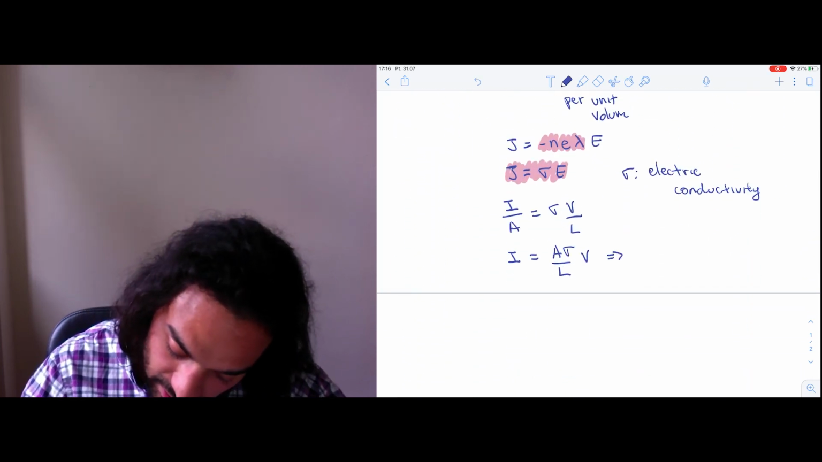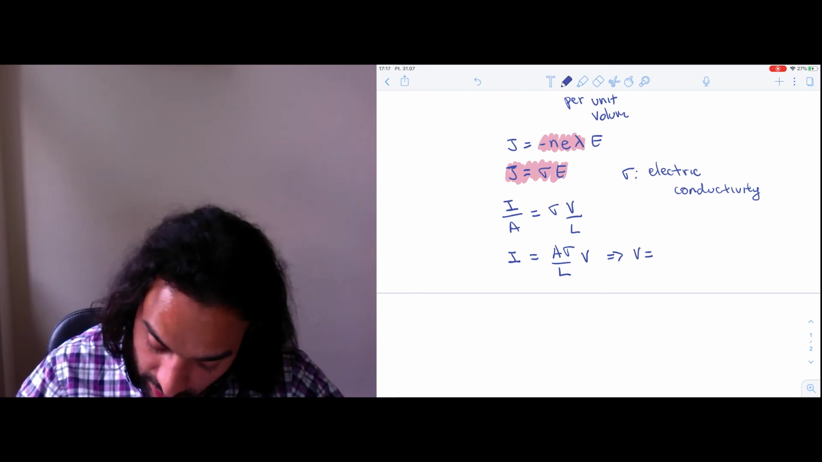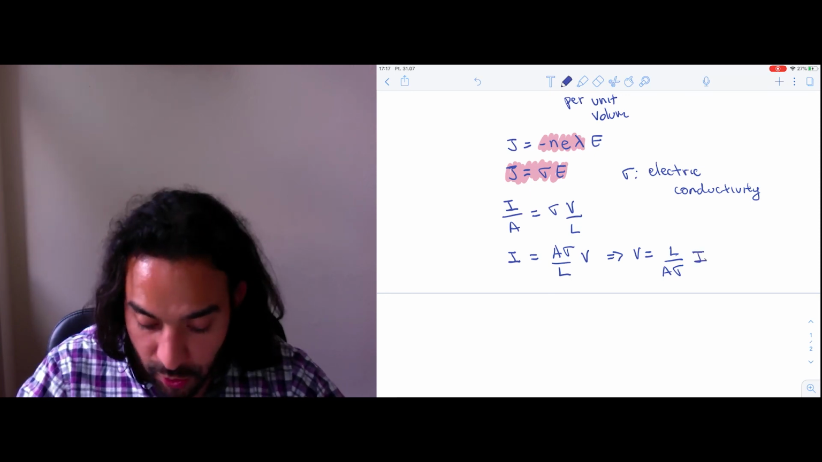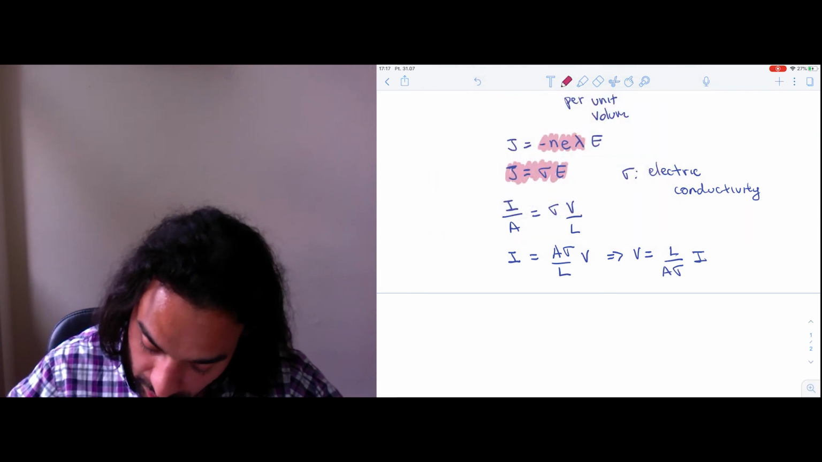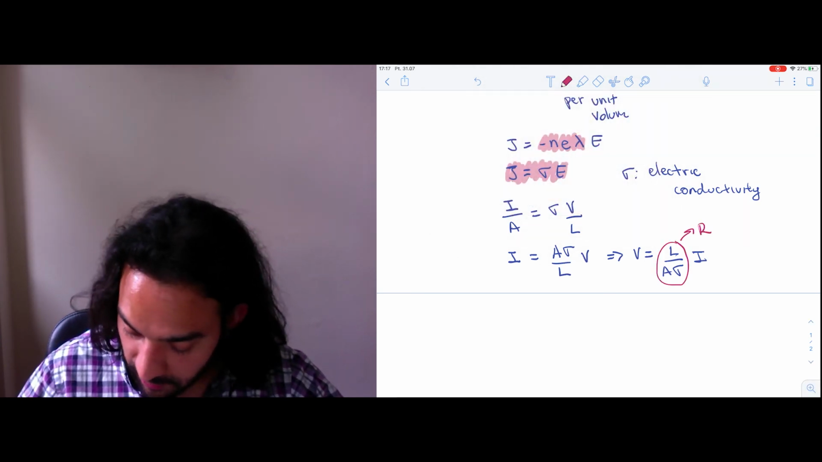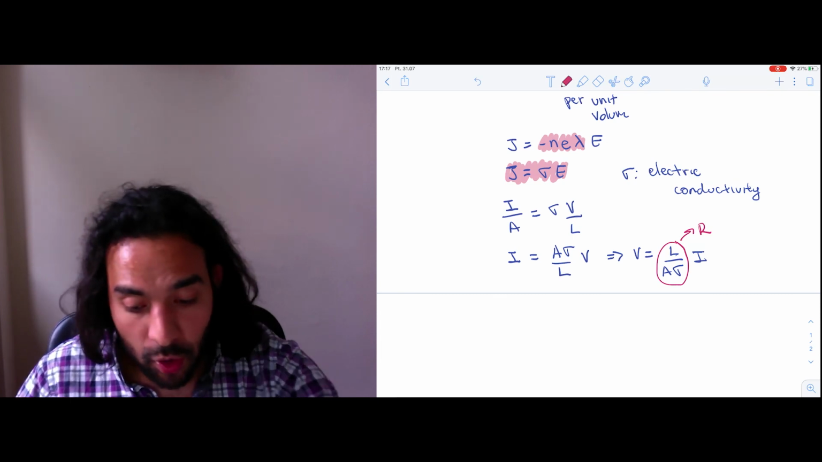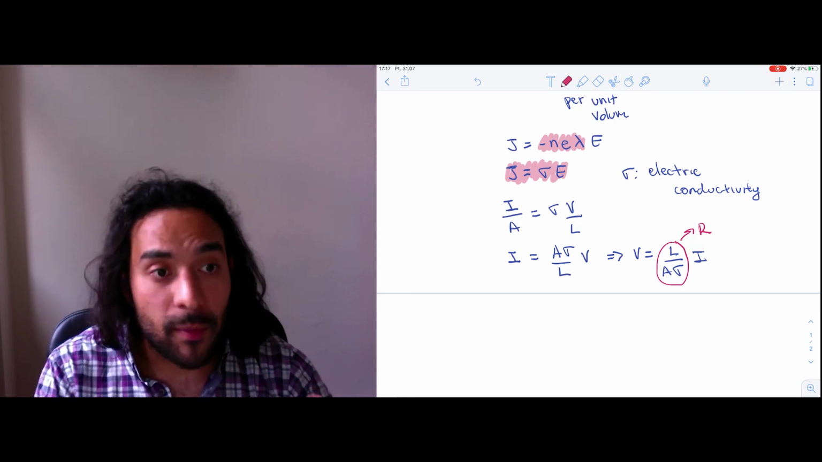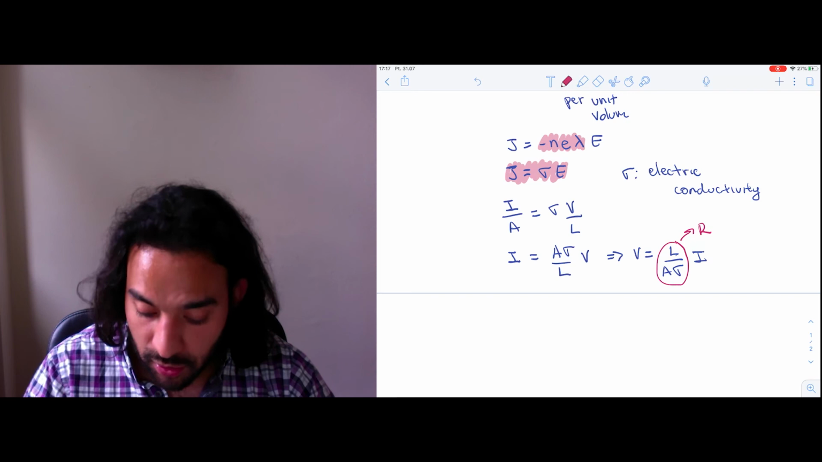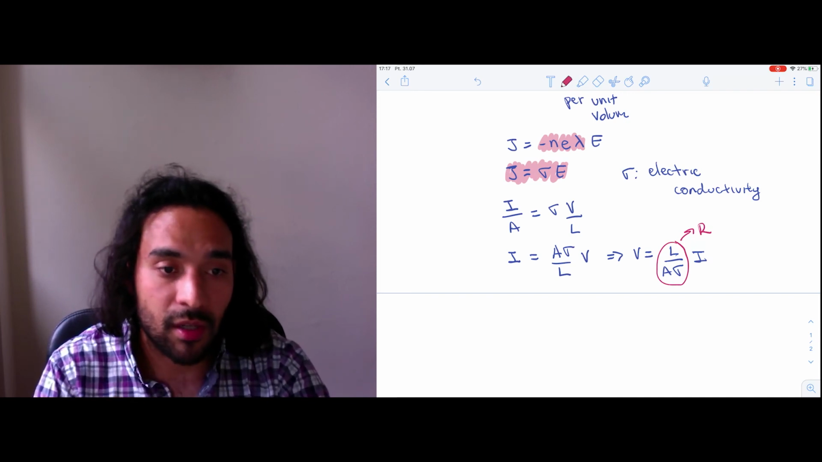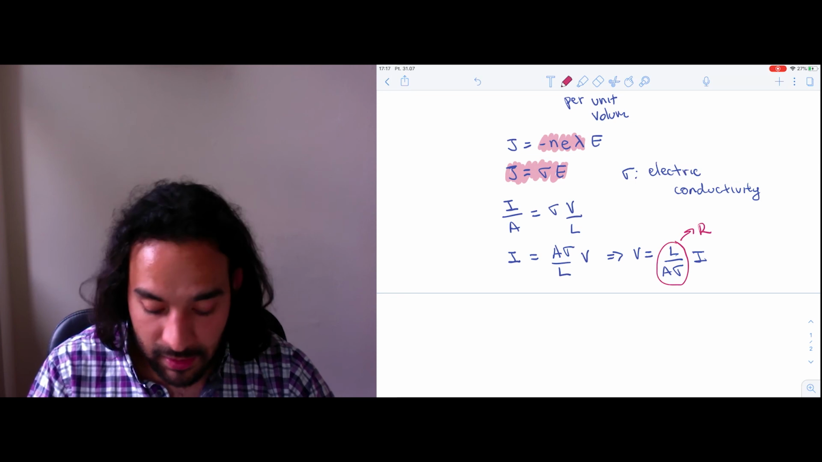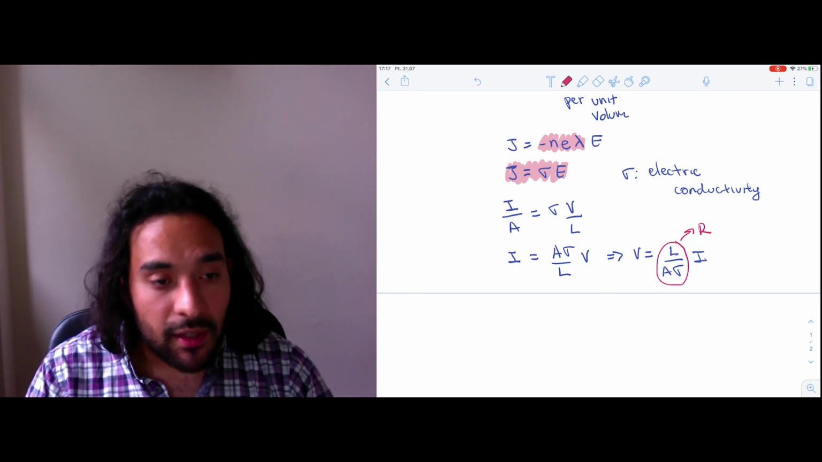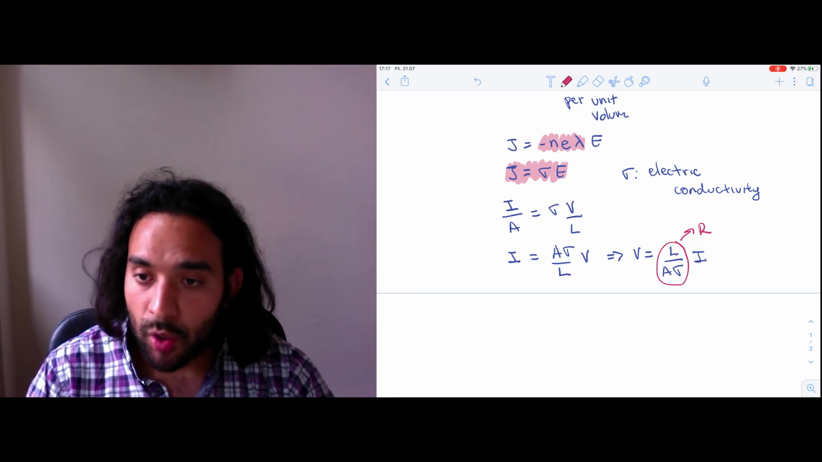So we can rewrite this. The potential is equal to L divided by A sigma times the current, right? And so to have these two things equal, we need to call this the resistance, right? And so for conducting materials, this equality is true. So the resistance of the material is given by the geometrical aspects of the conductor, so the length and the cross section through which the electrons are moving, and the electric conductivity of the material, right? And so this is the demonstration of where the Ohm's law comes from, right?